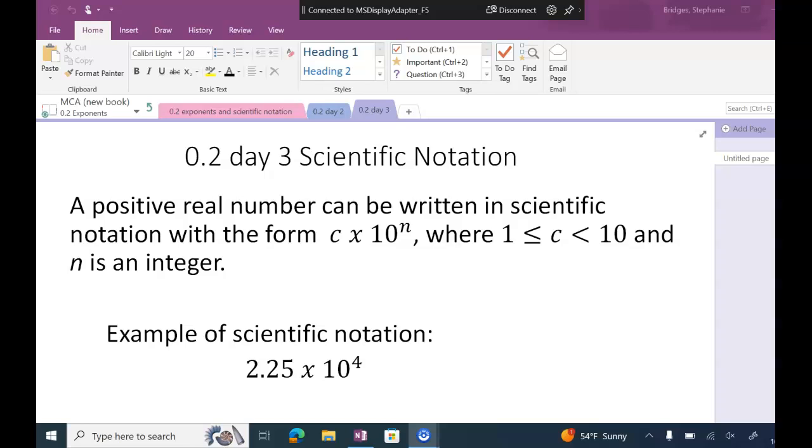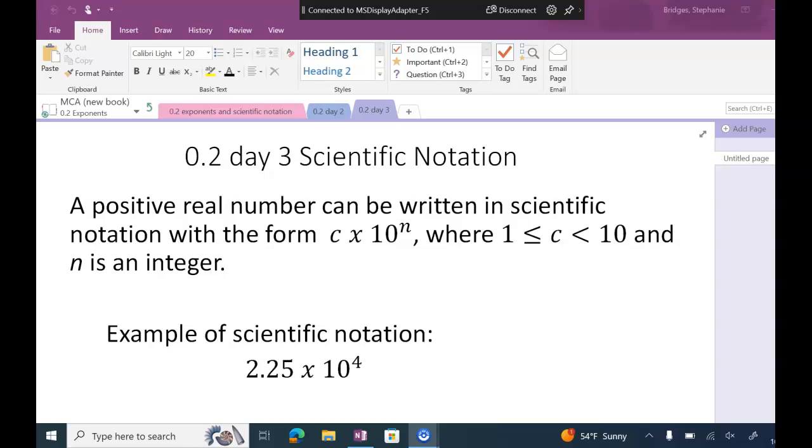So what this description says is a positive real number can be written in scientific notation in the form of c times 10 to some n power. The only specification is that c has to be in between 1 and 10, okay? So it's going to be a one-digit number, or one digit in front of the decimal at least. And n has to be an integer, which means a positive or negative whole number. And then I just gave you an example of what scientific notation looks like. It's 2.25 times 10 to the fourth.